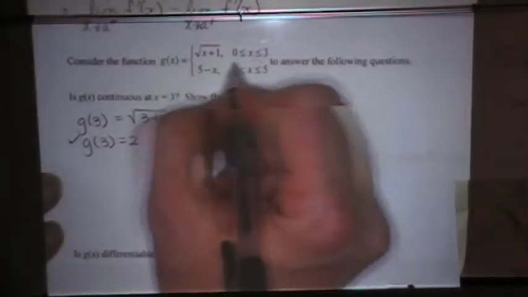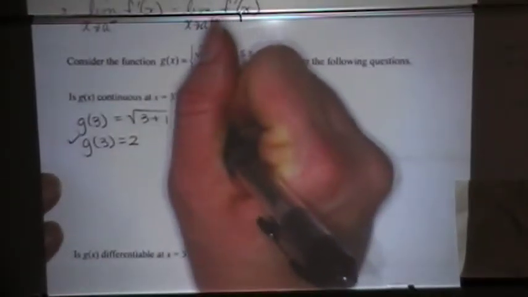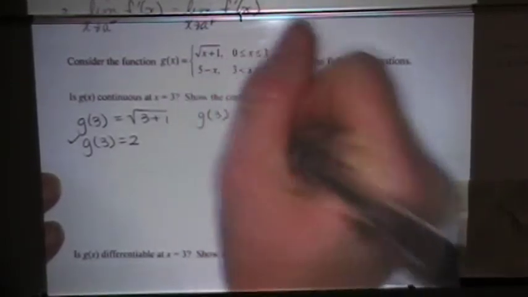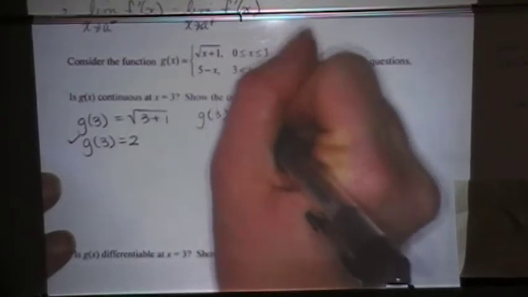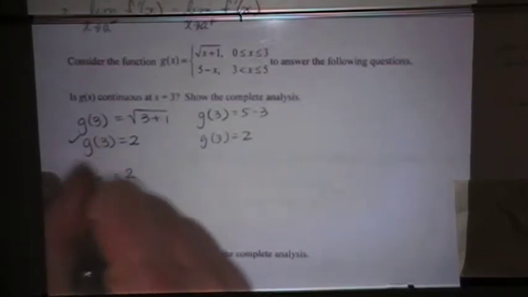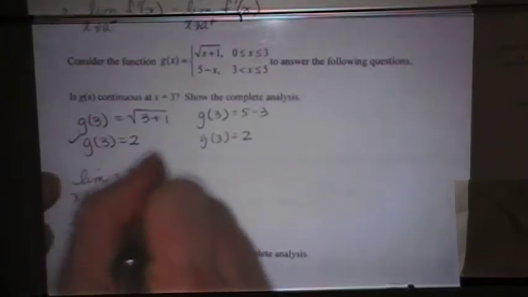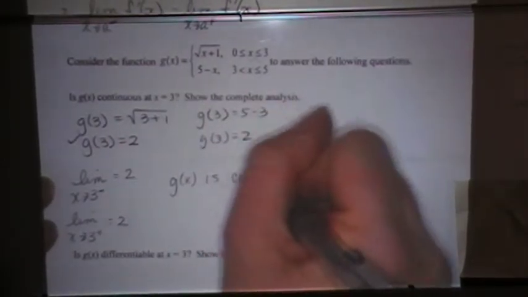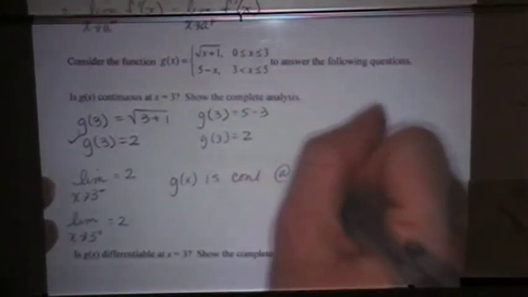Now we have to check it from the other side and see if it also equals 2. So I'm going to plug in from the other side, g of 3, 5 minus 3, so it equals 2. So the limit as x approaches 3 from the left equals 2. The limit as x approaches 3 from the right equals 2. And the point is defined. So g of x is continuous at x equals 3.